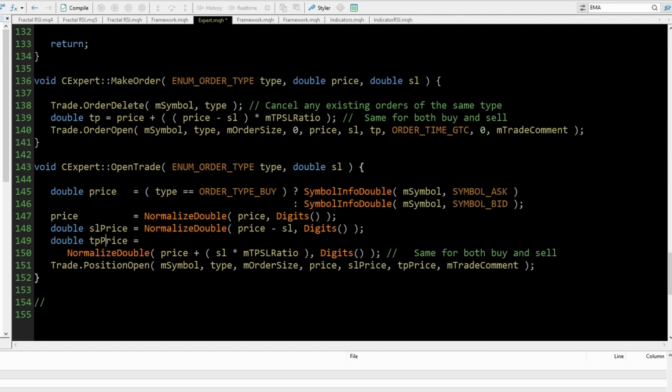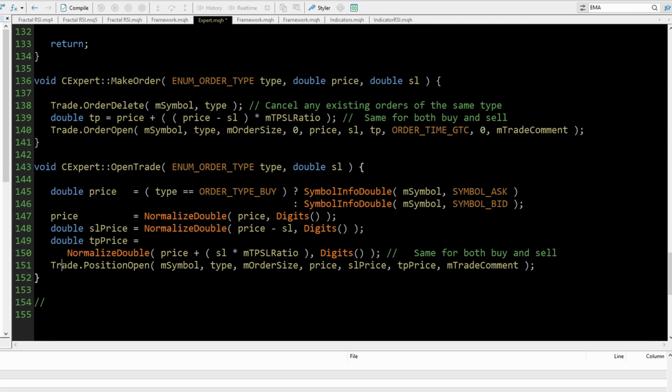The take profit price then is just the opposite of the stop loss, but I'm multiplying by this SL ratio. So instead of price plus stop loss, it's just price plus SL times the take profit stop loss ratio. And that is the same value for both the buy and the sell, because in the case of a sell, this is a negative number. In the case of a buy, it's a positive number. So price plus the stop loss for a buy, or price plus a negative number for the sell.